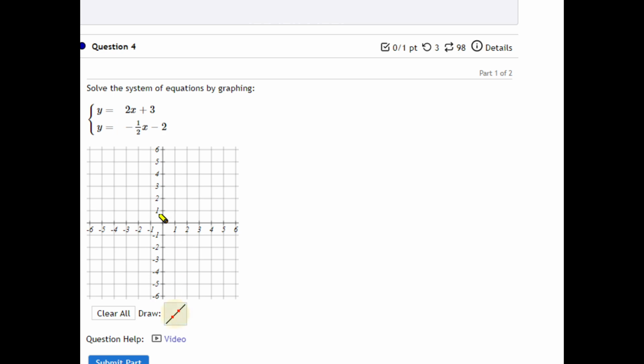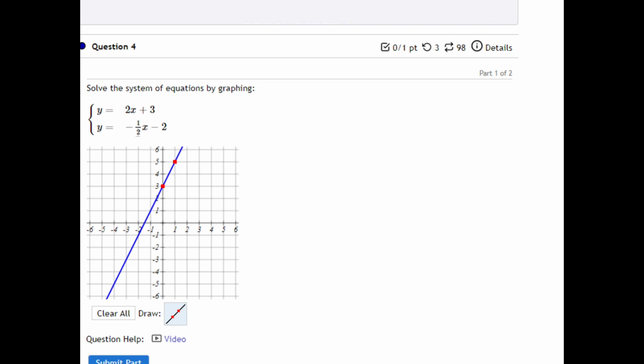3. So I'm going to select my graph tool and then 3. Now the slope of that is a positive 2. So when it's positive, that means I want to go up 2. And since there's no denominator, I go over 1. And that slope is going uphill, so that is a positive slope.